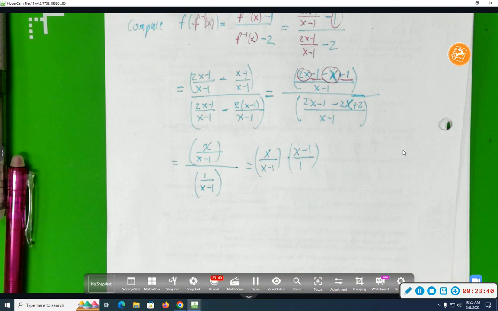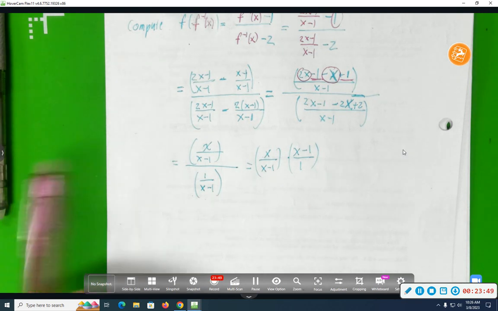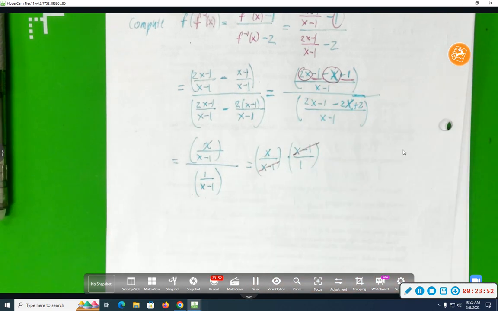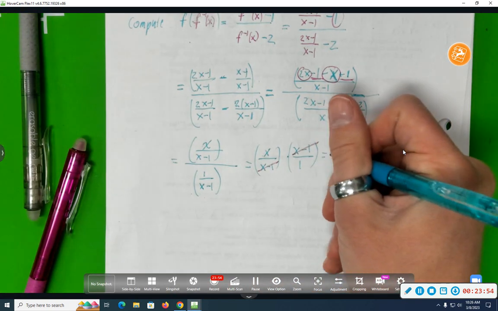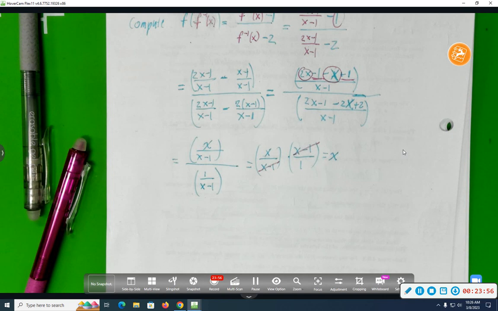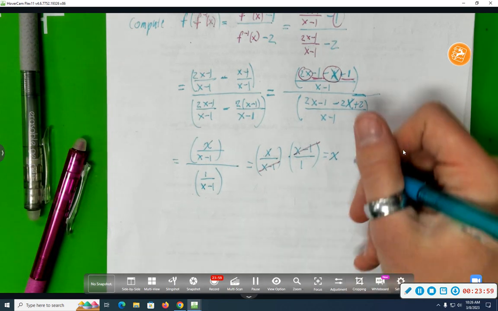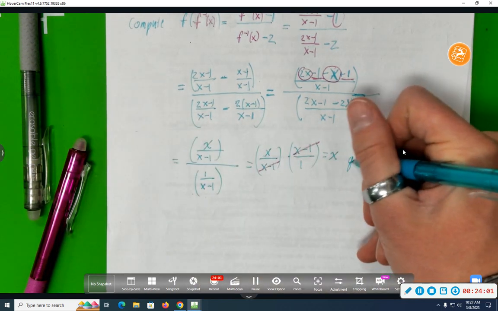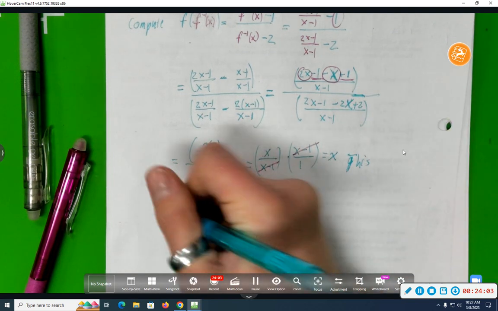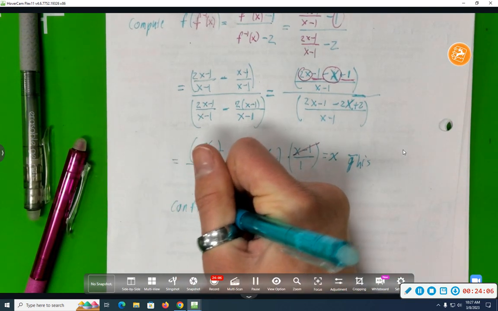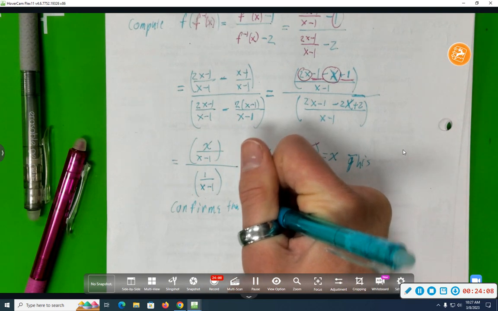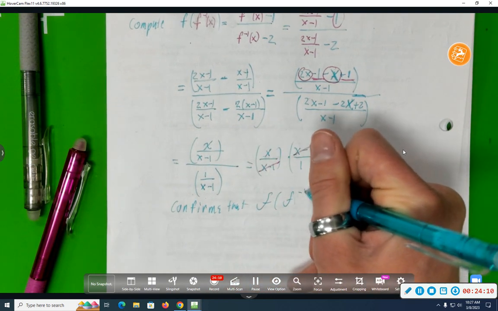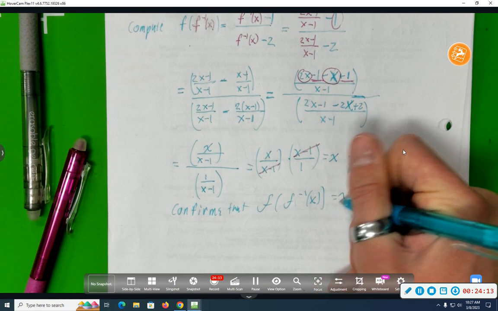All right, so that becomes the same as x over x minus 1 times x minus 1 over x. Does anything cancel? The x minus 1's cancel. If you divide by x minus 1 and then multiply by x minus 1, those two undo each other. You wind up with just x. Is that what we wanted to get? So this confirms that f of f inverse of x equals x, which is the thing that we needed.